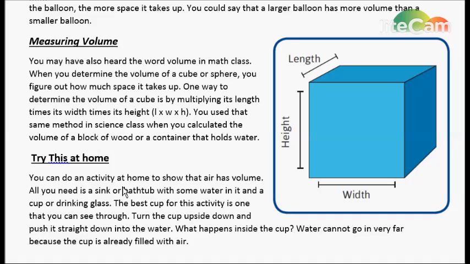You can do an activity at home to show that air has volume. All you need is a sink or bathtub with some water in it and a cup or drinking glass. The best cup for this activity is one that you can see through. Turn the cup upside down and push it straight down into the water. What happens inside the cup? Water cannot go in very far because the cup is already filled with air.